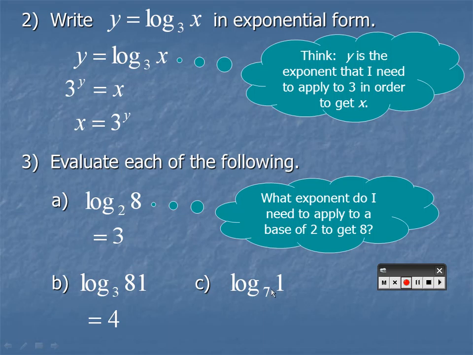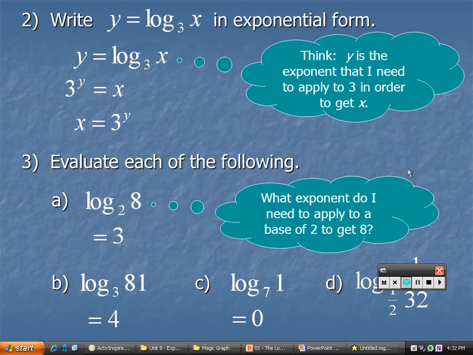We're going to put something on this test that says log base whatever of 1, and the answer is 0. 7 to the power of 0 equals 1. You're looking for the exponent you put on 7 to get 1, and that exponent is 0.